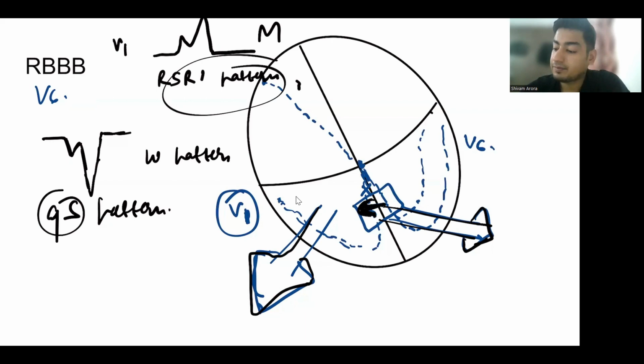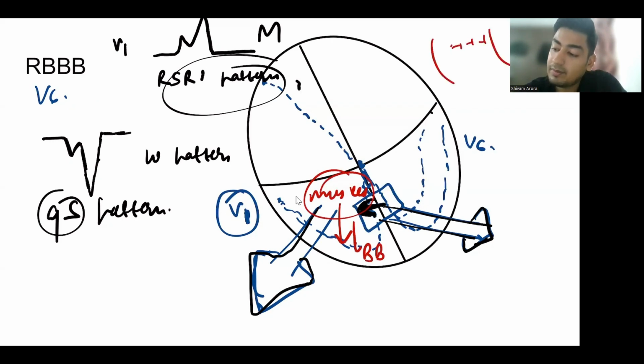Again here, since the RV is getting depolarized through muscles, and the bundle branch and Purkinje fibers are not working here, the depolarization will be slowed. The direction of repolarization will get reversed in the right sided leads. So we'll have V1, V2 with T wave inversions.